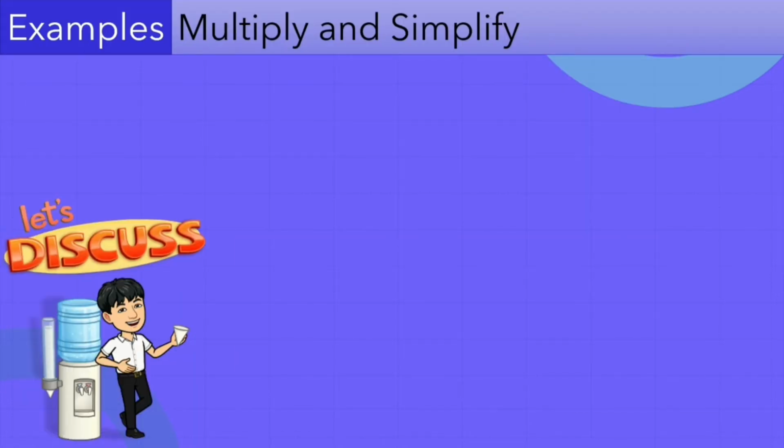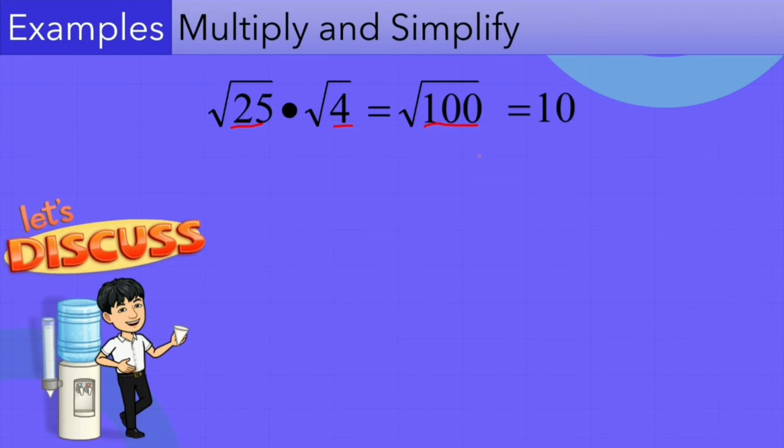Let's try to multiply and simplify the following examples. Number 1, let's say we have square root of 25 times square root of 4. Just like in our rule, we're going to multiply the radicals since we have the same index. So square root of 25 times square root of 4, the product is the square root of 100. We know that square root of 100 is a perfect square, and the answer is 10.